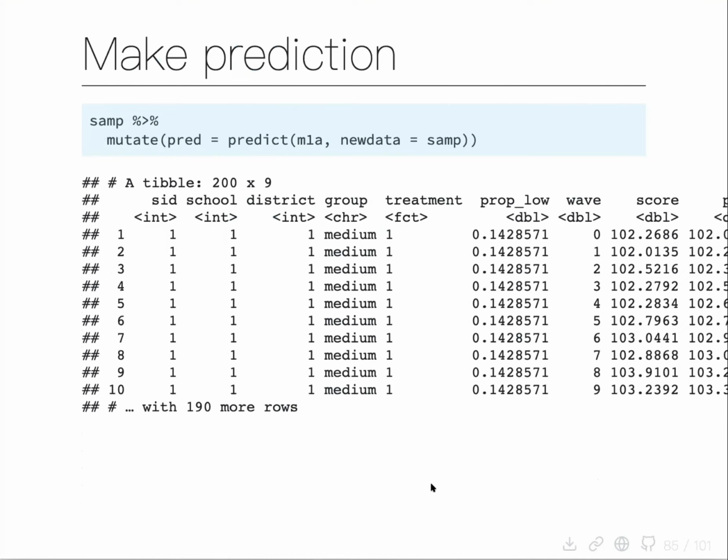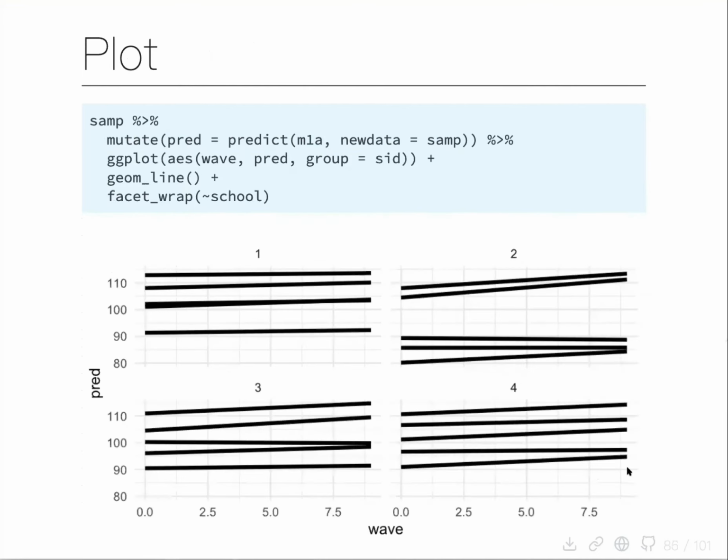So now we're gonna make predictions. We're gonna do this just like we did before. We have our sample, we're gonna create a new column called pred, where I predict from M1A, this model I just fit a minute ago, where the new data is samp, okay? And we can see we have a pred column over here.